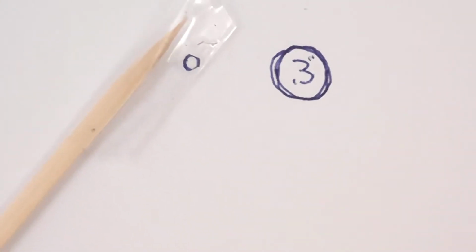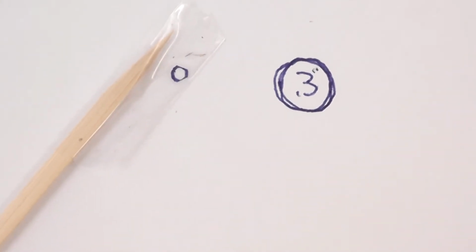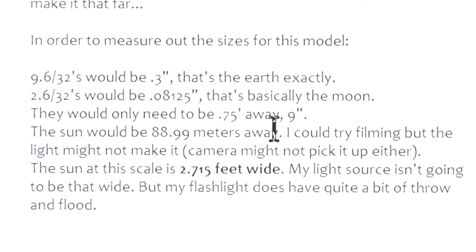The moon is going to be that tiny little guy right there, stuck in the tape. I'm going to hold these guys 9 inches apart so that it's to scale, and I'm going to set up my flashlight so that it's 89 meters away. I'm going to pace out 89 meters. That's not exact, but I'm thinking it's good enough at this point.